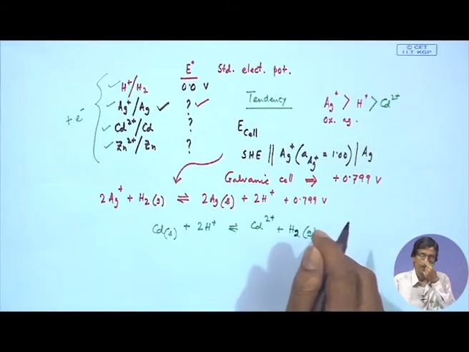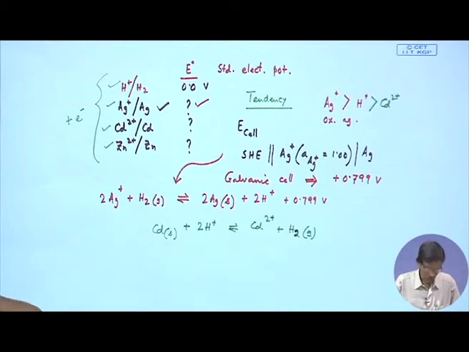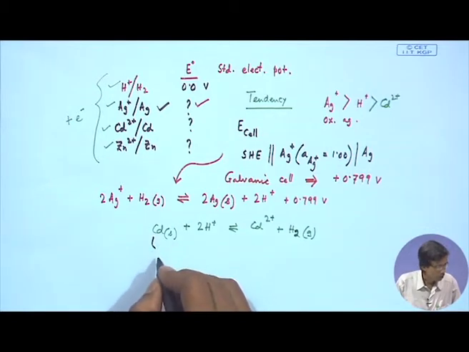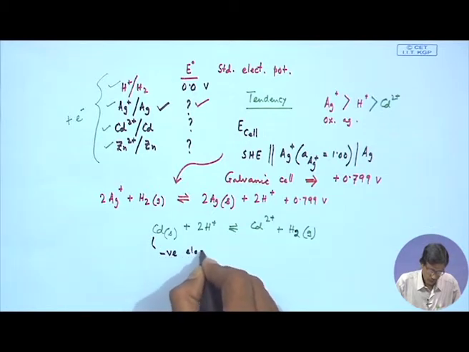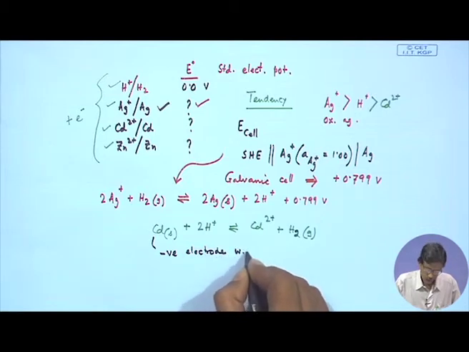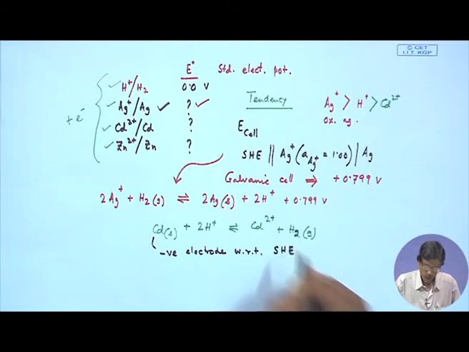What we find from there is that the cadmium electrode is now a negative electrode with respect to the standard hydrogen electrode. So, this will be your negative electrode with respect to the standard hydrogen electrode.